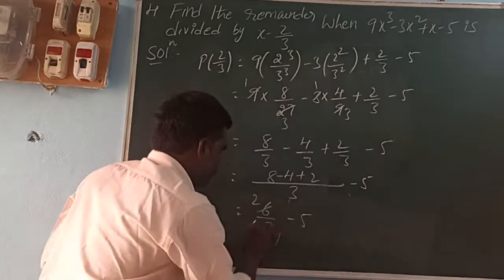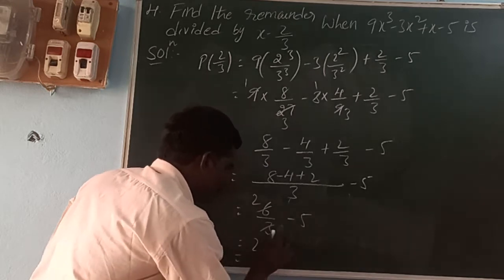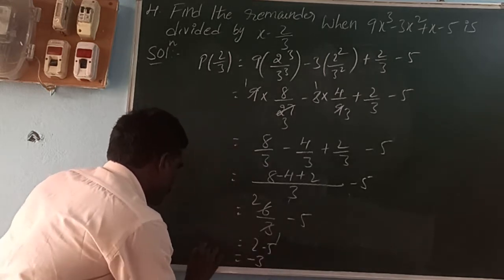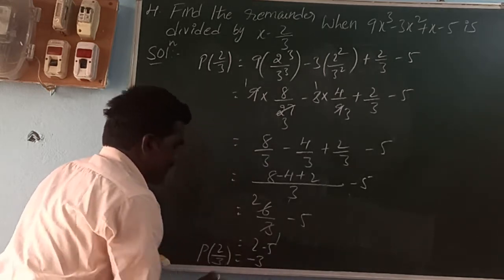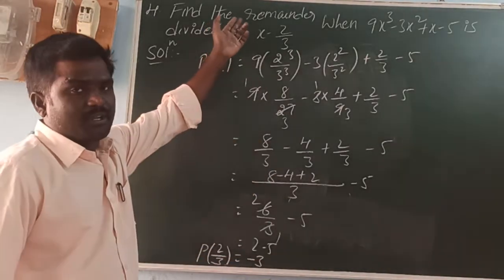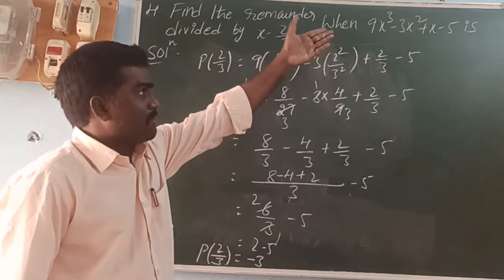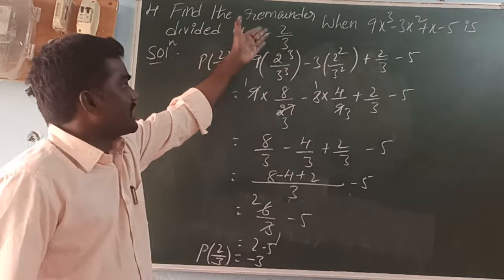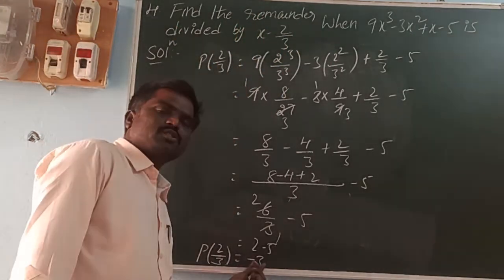3 ones are 3, 3 twos are 6. That is 2 minus 5, which is minus 3. So P of 2 by 3 is equal to minus 3. So the remainder is how much? Minus 3. When the polynomial 9x cubed minus 3x squared plus x minus 5 is divided by x minus 2 by 3, the remainder is minus 3.